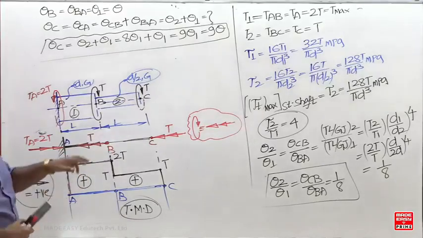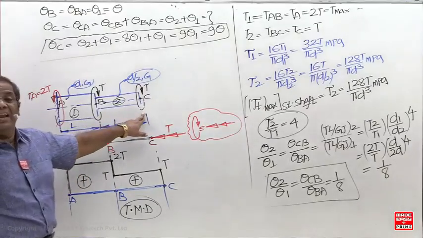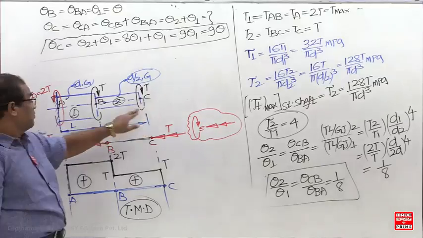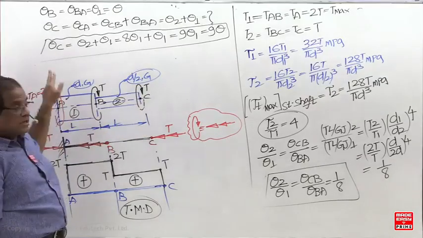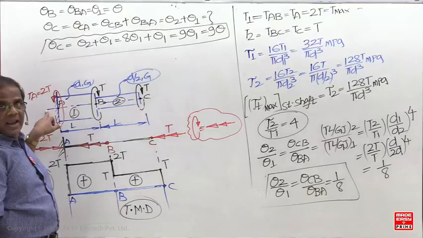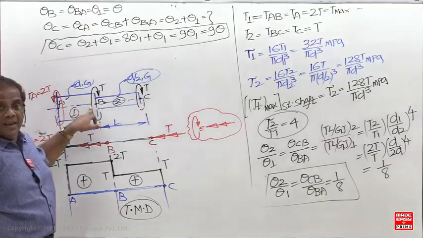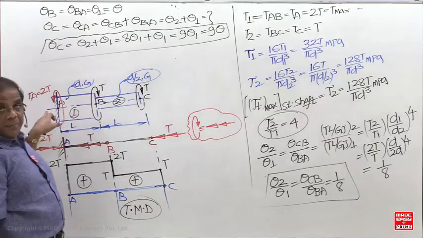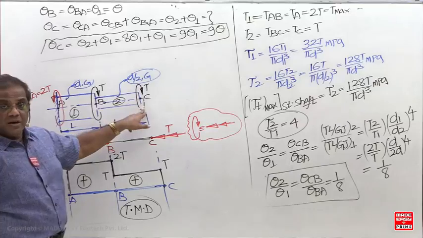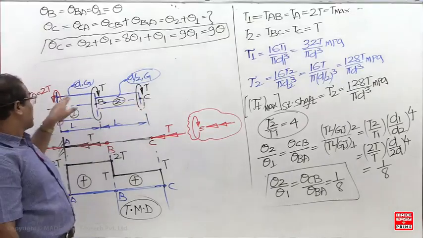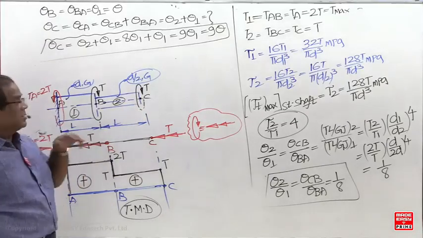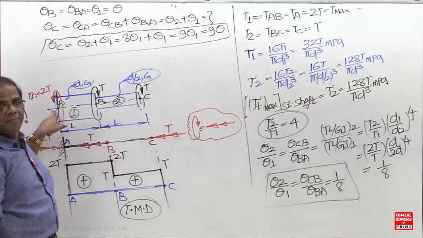So remember what now? Whenever the angle of twist at any cross section is mentioned, that is with respect to the fixed end. For this total shaft, the fixed end is A. So whenever theta at B is mentioned, it means with respect to A. Whenever you have to calculate at C, you have to calculate with respect to the fixed end.